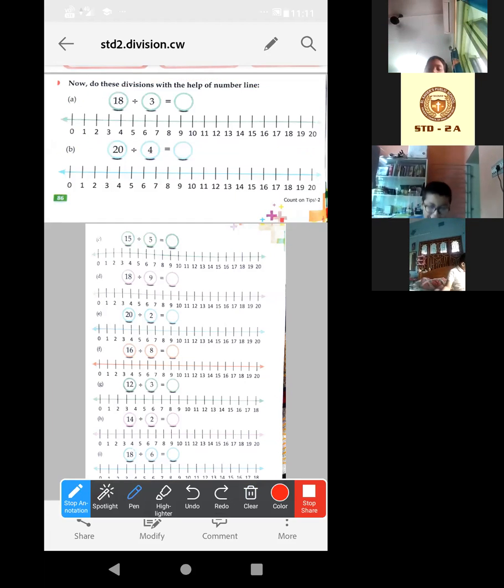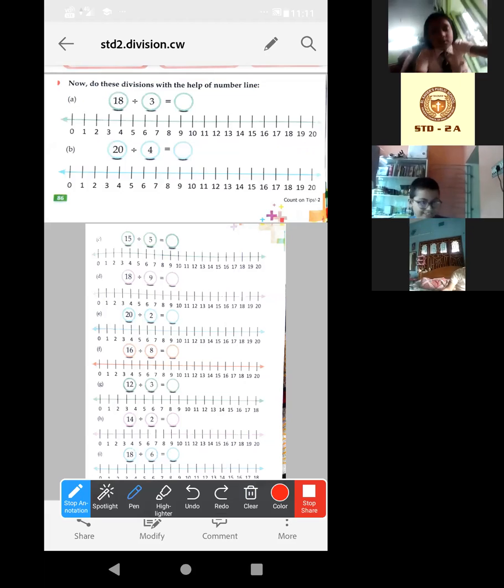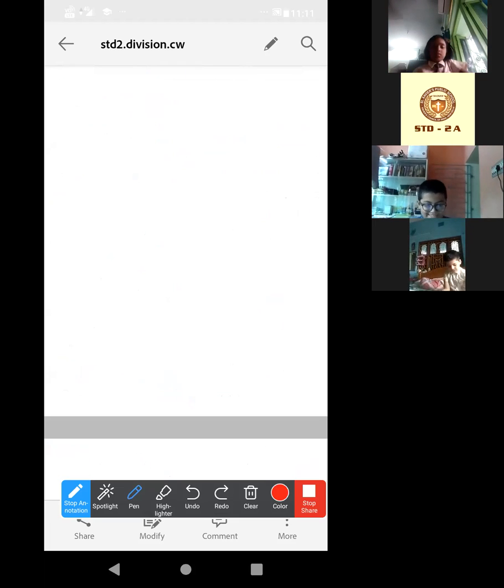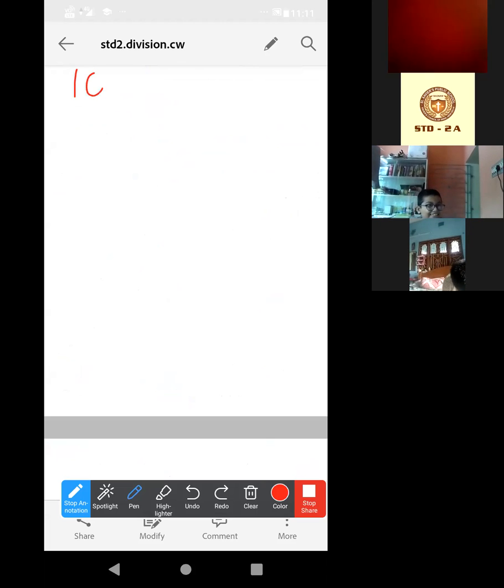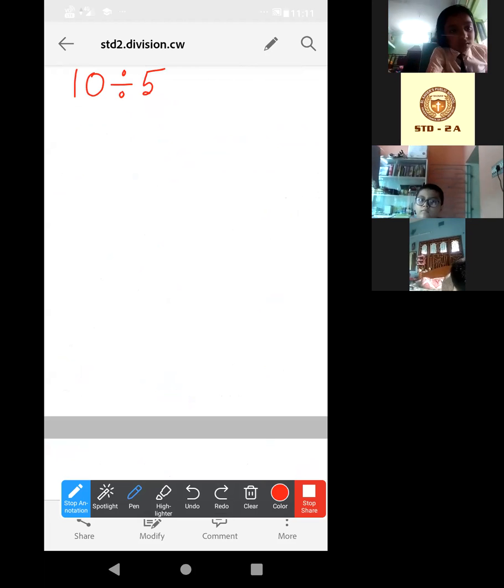First try to understand this one. Suppose we are writing 10 divided by 5 is equal to what? How to do it by using number lines? Look at this. First we have to draw a number line.